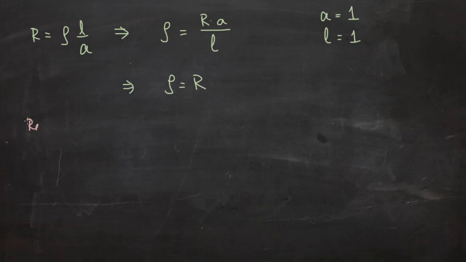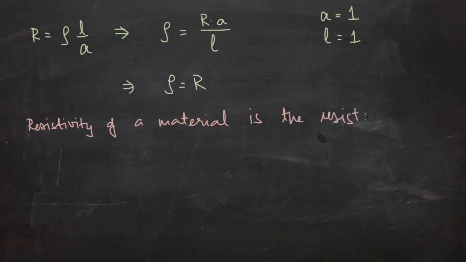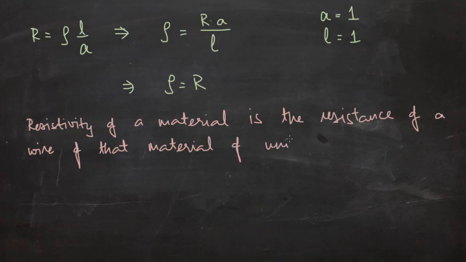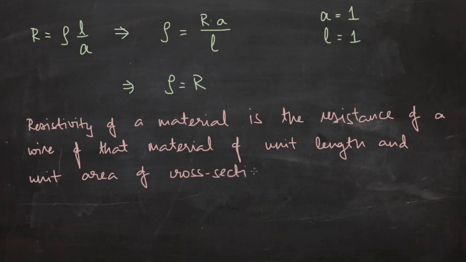That is, resistivity of a material is nothing but the resistance of a wire or conductor, doesn't matter, of a wire of that material of unit length and unit area of cross section. So this is the definition of resistivity.